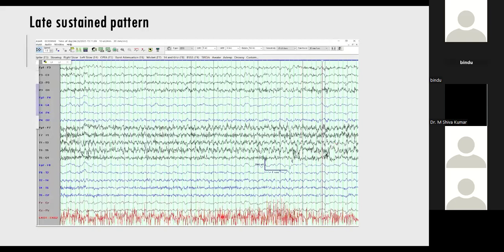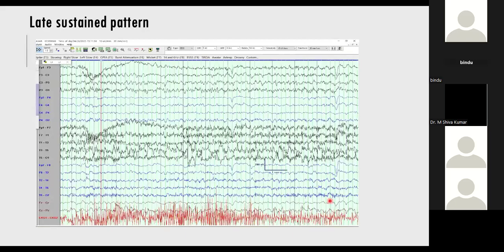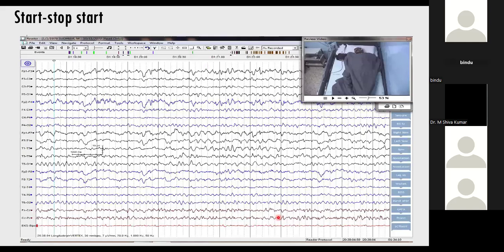Then coming to another phenomenon, the start-stop phenomenon. This is not a pattern per se, but it is a phenomenon seen in temporal lobe epilepsy, where we can see here in this bipolar montage a delta to theta range rhythm appearing.